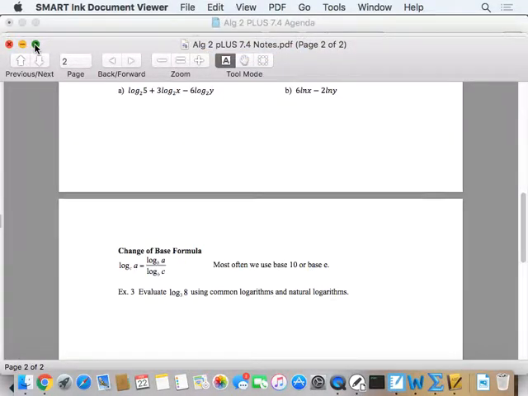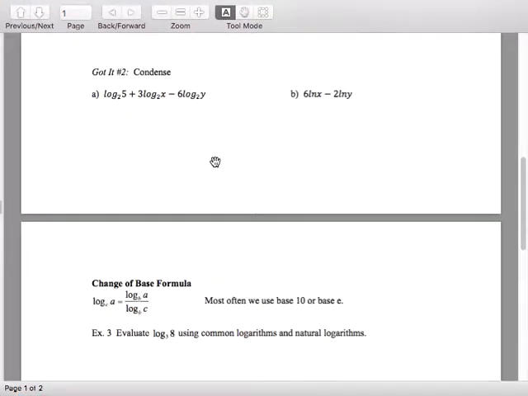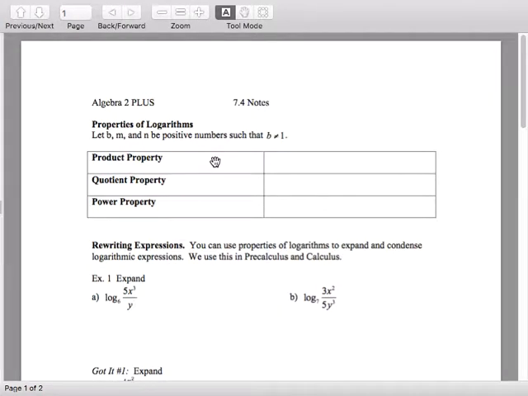All right, here we go. So we're going to extend what we know about logarithms to something called properties of logarithms.